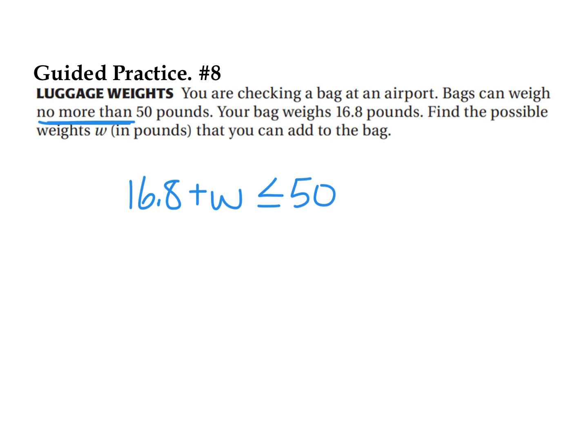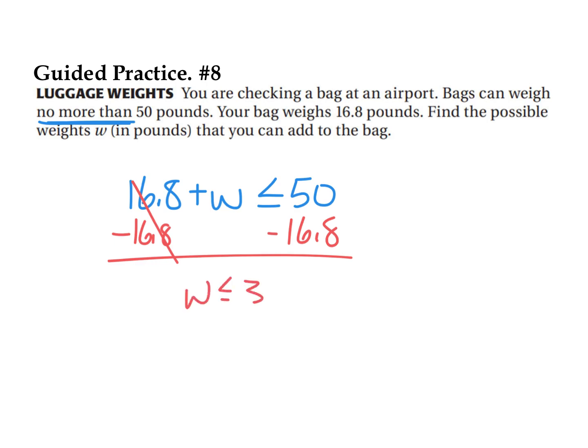So to solve this, we can subtract 16.8 on both sides, and W would be less than or equal to 33.2. So we can add up to and including 33.2 more pounds to our bag. How much can we add to the bag? We can add up to 33.2 pounds and still not go over that limit of 50. So there we wrote an inequality and solved it for that situation.